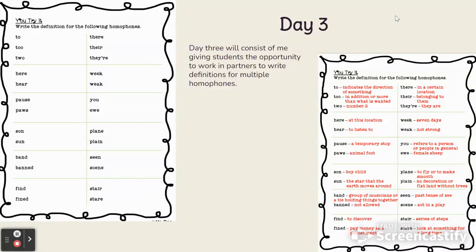And then as you see on this slide as well, I have some examples. So that first one, TO, indicates the direction of something. I'm going to the park. TOO, in addition to or more than what is wanted, used the same as the word also, and then TWO, meaning the number. So they're going to use their own words as a partnership to define what these ones mean. They're going to go through the entire list. And then when they are all done with that, they are going to check their work with their partners.